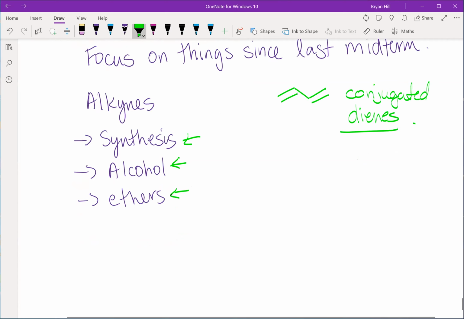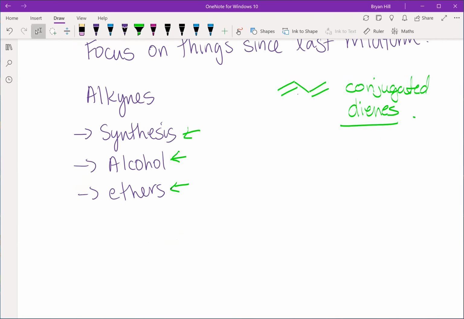But of course, everything is basically built upon everything else. So it can't just be this stuff. There'll be other stuff included within it.